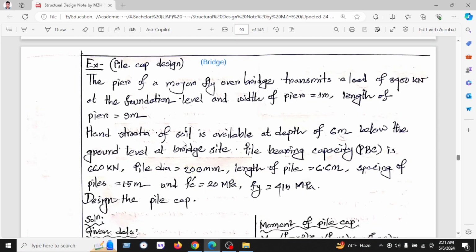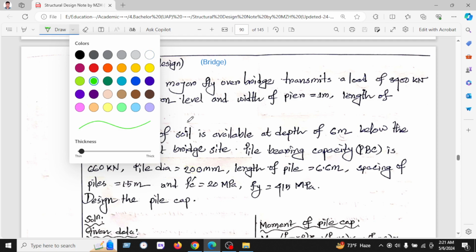Hello everyone, today I'll be showing how to design a pile cap in Breeze. Here is the design of a pile cap for Breeze.